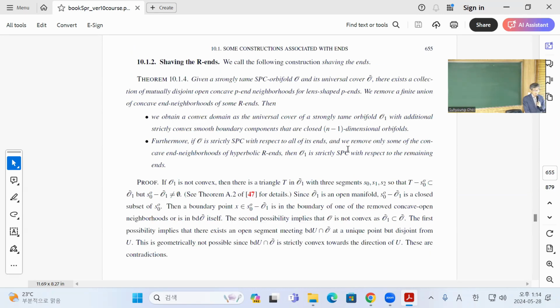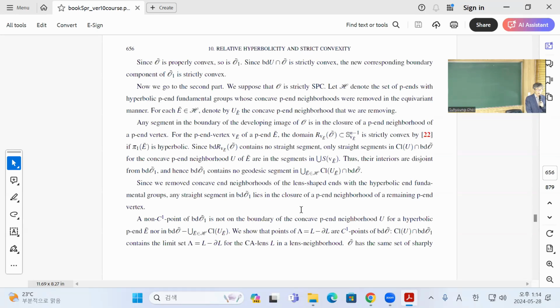Okay, so for the R_Ns, if you have some R_Ns, then these are lens-cone shaped. So we can remove some concave affine neighborhood to show that these are again strictly convex. We can also get smooth boundary. So if it's strictly SPC, then you can remove these, and then you will still be strictly SPC. Okay, so strictness is preserved under this operation. Again, those are some arguments using the geometry of these lens cones.